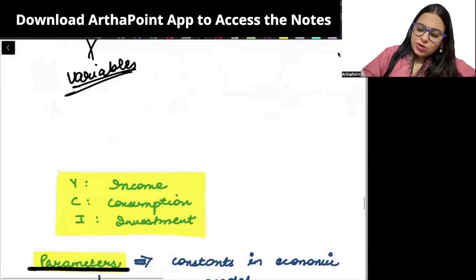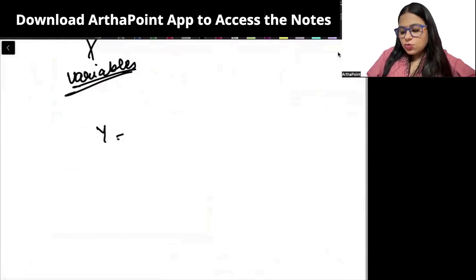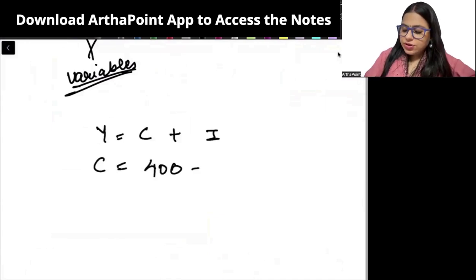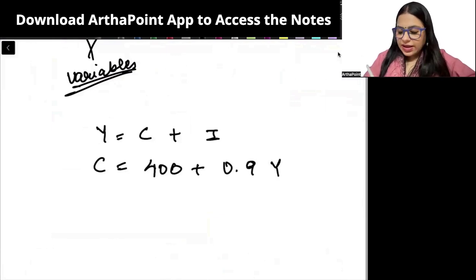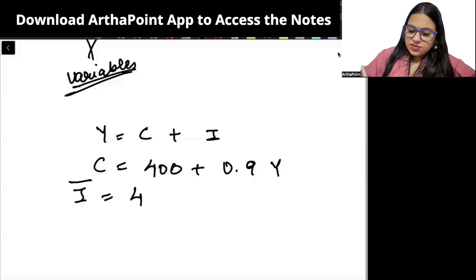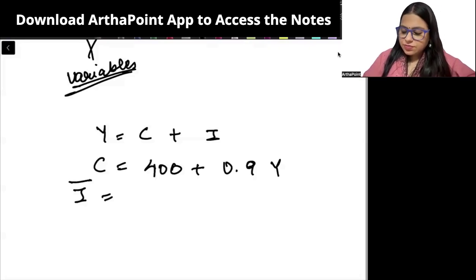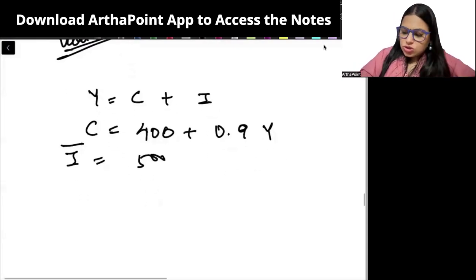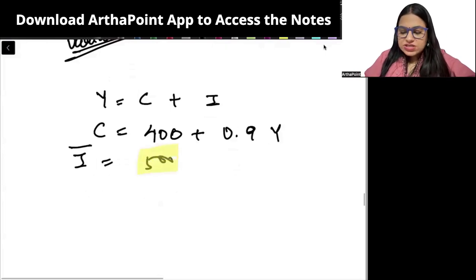right? तो जैसे I go ahead and I tell you कि y is equal to c plus I, है ना? And c is equal to 400 plus 0.9y, right? And investment is autonomous. Investment constant है. It is fixed at, again, suppose it is fixed at 500. So try to understand what I am doing in this question. See, these are constants, right? The value of investment is constant.